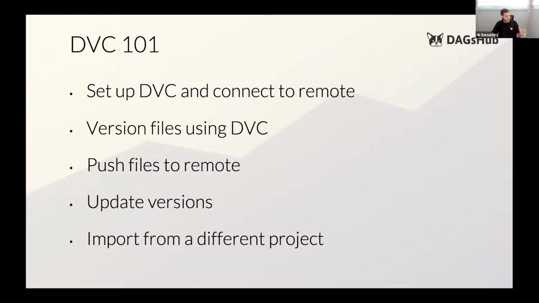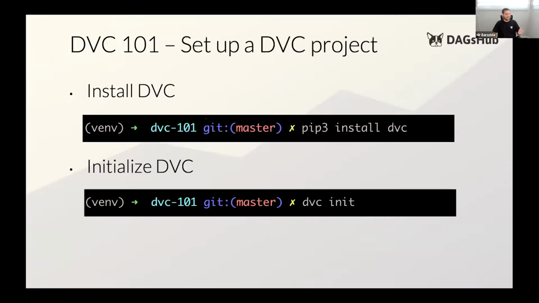And we're going to see how we can set up DVC and connect remote storage to our local machine, how we can version files using DVC, how we can push files to a remote, update different versions, and go back in time. Okay? So I'm going to start by initializing DVC. So I'm going to go from my command line, from my terminal, to the relevant directory.